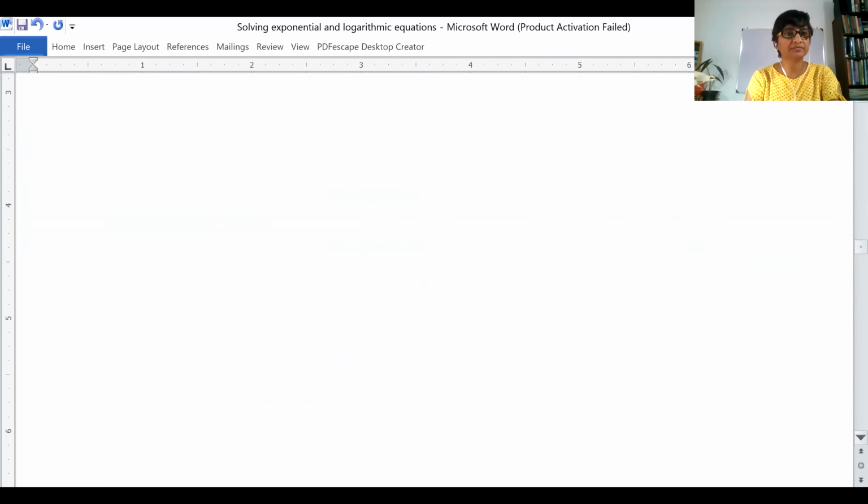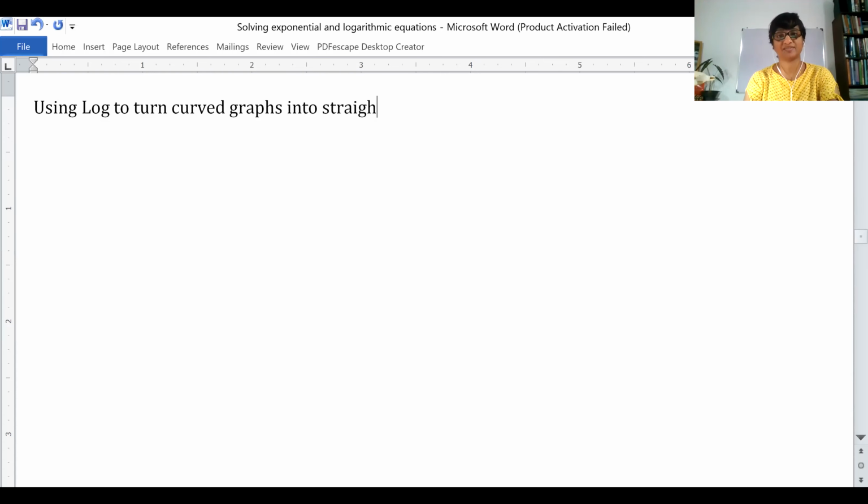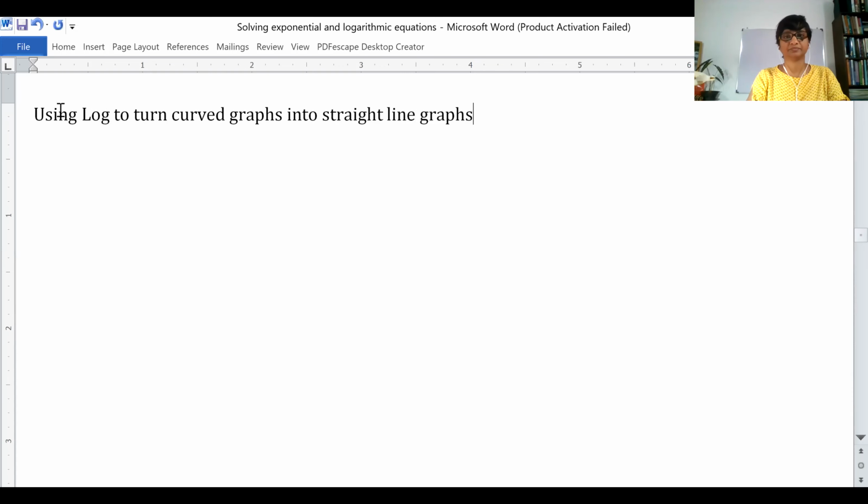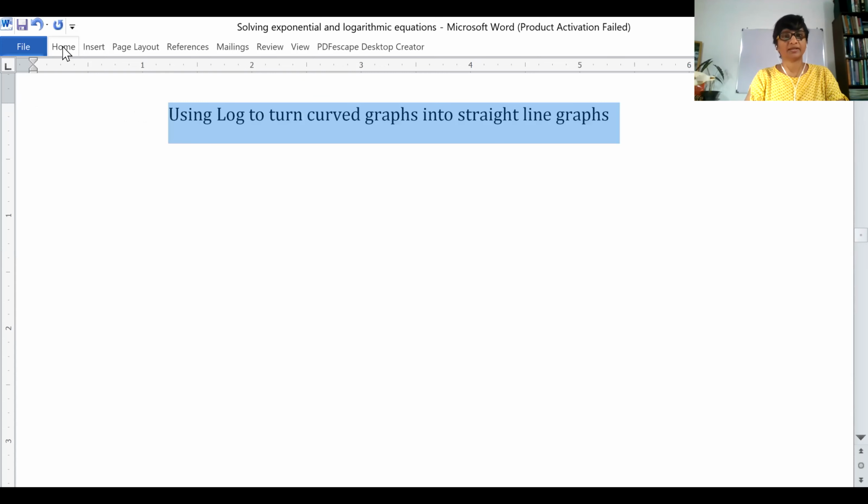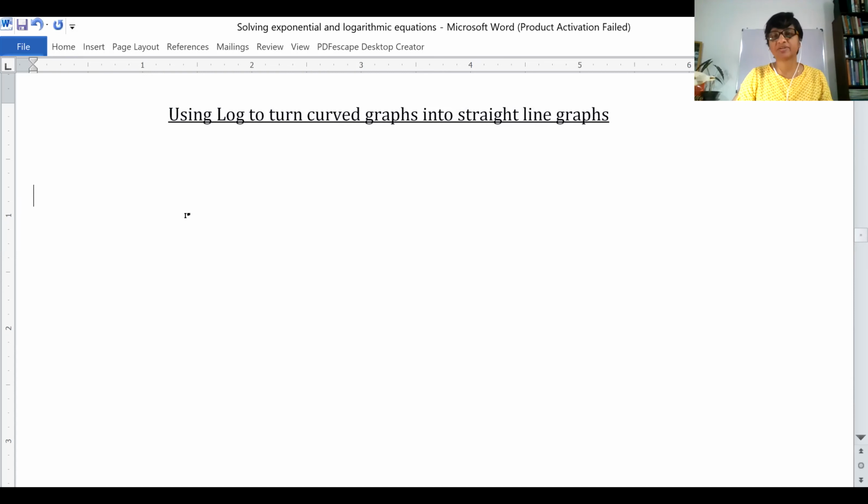Your topic is using log. That means logarithms. Log is the shorter way of saying logarithms. So using logarithms to turn curved graphs into straight line graphs. And underline. Using log to turn curved graphs into straight line graphs.